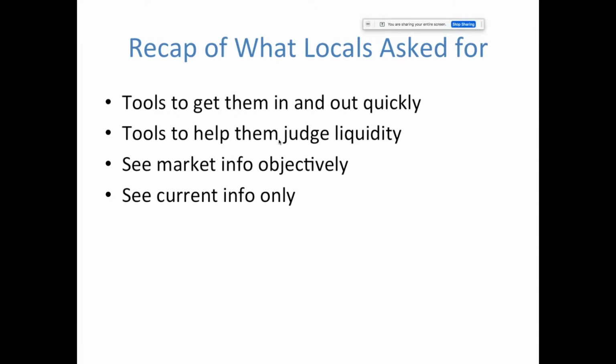So, recap: last time we spoke about how the DOM was created because the original trading platforms were pretty poor. Trading platform providers started to liaise with the successful locals or ex-floor locals, and we started to create this DOM. What did order flow locals want? They wanted tools to get them in and out quickly. They wanted tools to help them judge liquidity, see the market information objectively, and see the current information only.